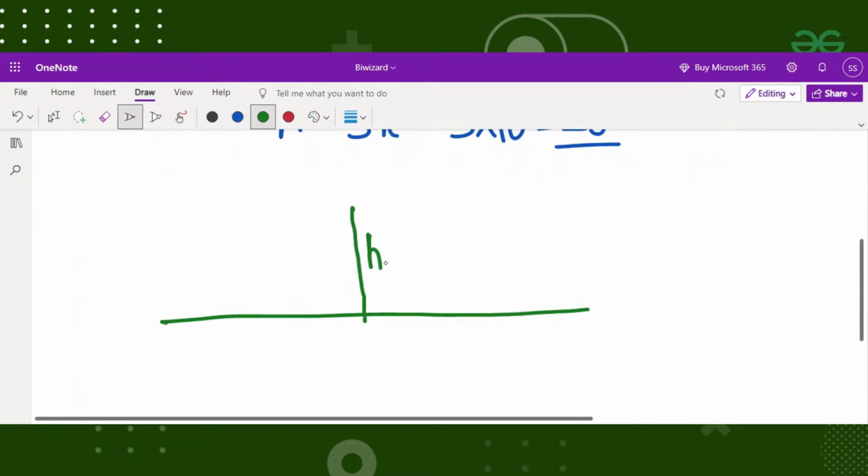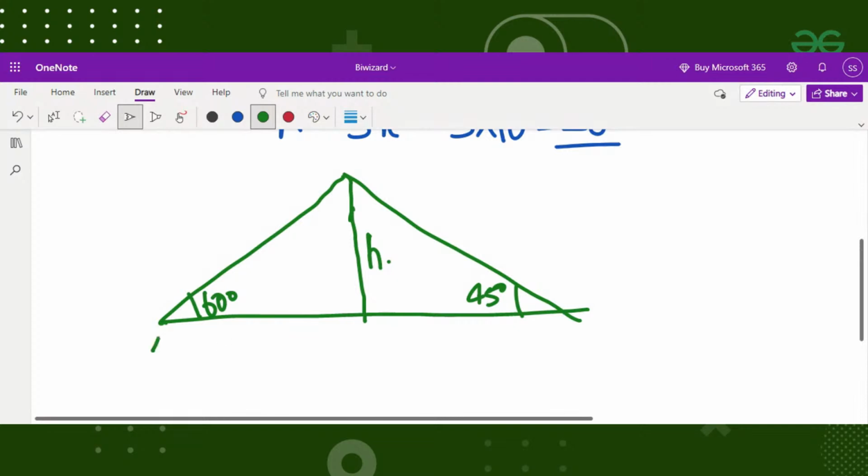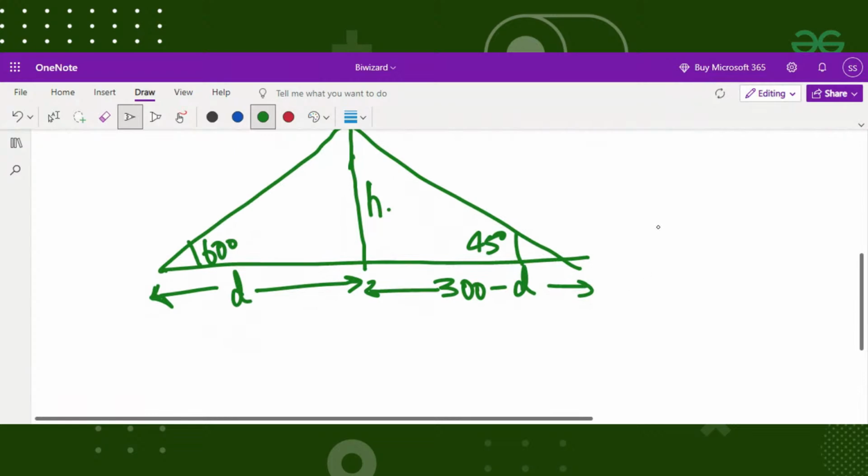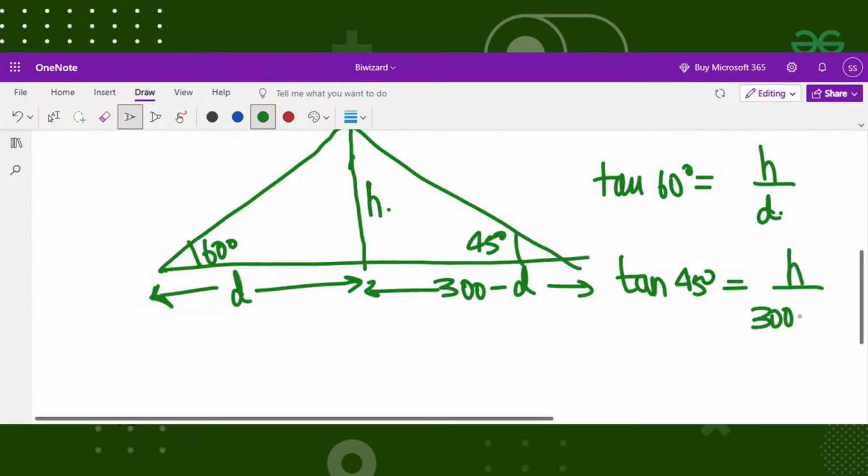Okay, let us say the height of the tower is h. From one side the angle of elevation is 60 degrees, and from the other side the angle of elevation that we have is 45 degrees. And the entire distance is 300. So if I take this distance as d, this distance will be 300 minus d. Clear? Now from here we can derive that tan 60 degrees is equal to h upon d, and tan 45 degrees is equal to h upon 300 minus d.